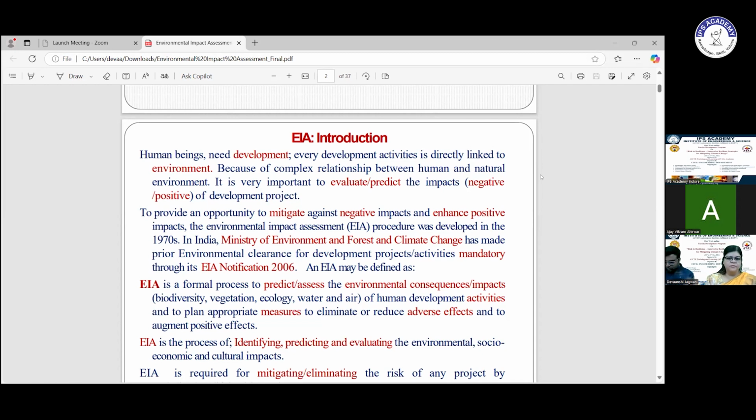And why is EIA required? EIA is required for mitigating and eliminating the risk of any project by replacing, by modifying, by using alternatives. Like in the case of a sponge iron industry, coal plus dolochar, or another fuel can be used, and in a highway, alternative routes can be explored, so that less impact of that highway is possible.